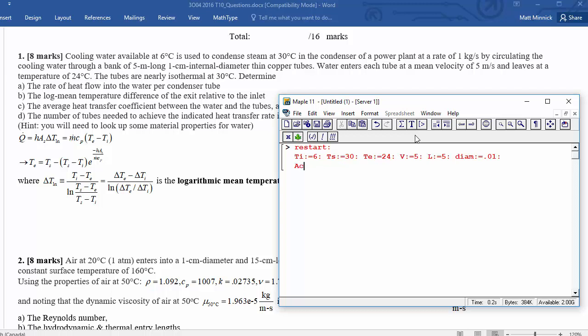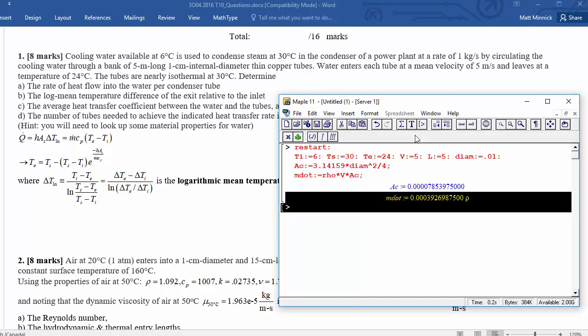Okay, so then we can figure out the cross-sectional area, and that's going to be pi, let's do 3.14159 times the diameter squared over 4. So there's our cross-sectional area. And what we can do with that is say that the volumetric flow rate would be the velocity times the cross-sectional area. And so the mass flow rate would be equal to the density times the volumetric flow rate. So we're going to need to figure out a density.